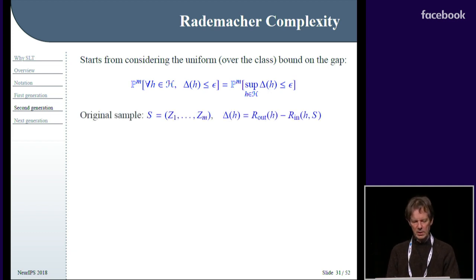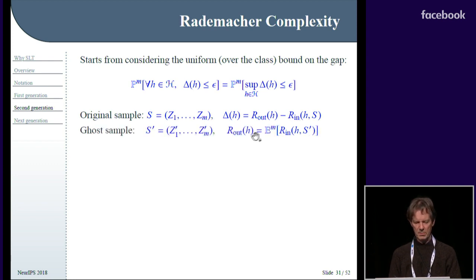The trick here is to, again, use this idea of a ghost sample. So we have the original sample. The gap is the test error minus the empirical in-sample error. But now we use a ghost sample, and the out-of-sample error is just equal to the expected value of the performance on the ghost sample. This is the trick of replacing the generalization error with the performance on a ghost sample.